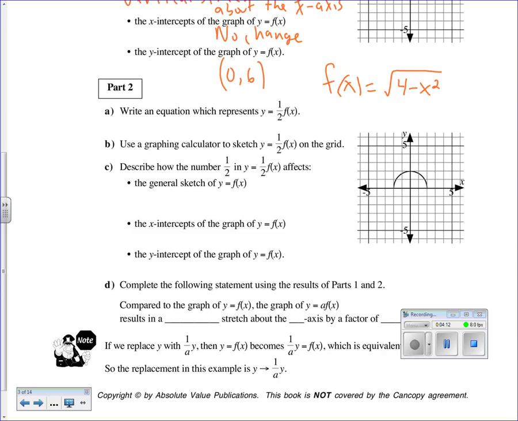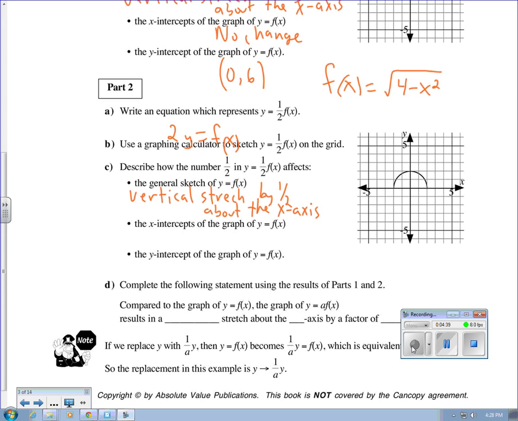Now when I hit it with a half, if I want to write an equation which represents that, I'm going to get it on my graphing calculator, and perhaps you can write the equation with the 2 on the other side. We want to practice that. So that would be 2y is equal to f of x. I'll try to fix my orientation again.